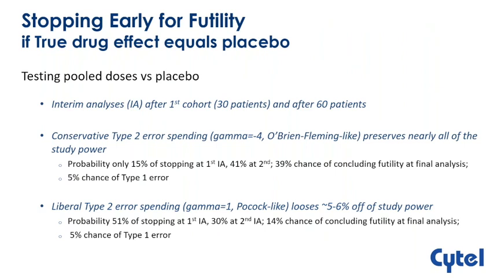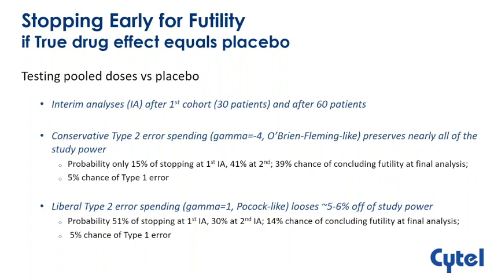We could insert futility analysis. I ran that in this case with a futility analysis after the first cohort at 30 patients and then a second one after 60 patients. And I used an O'Brien-Fleming-like type 2 error spending function and a Pocock-like function, and the results for the null case are summarized there.